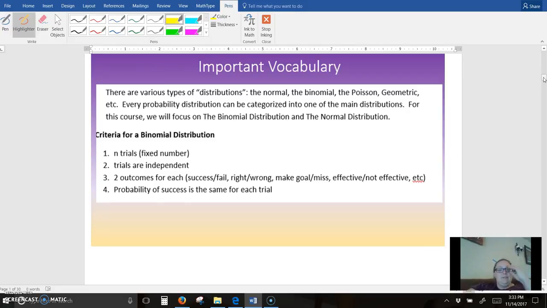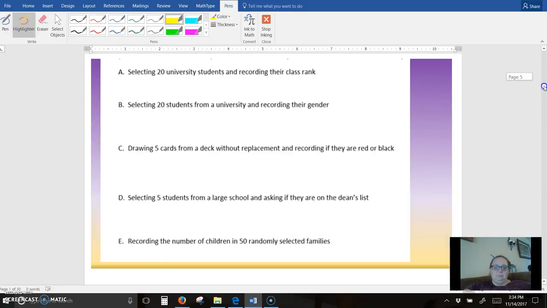And so, like I said, there's various kinds of distributions. We focus on the normal one, and then this one's the binomial one, but there's Poisson, geometric, and so on and so forth. The trials are independent, meaning they don't depend on each other. So if I get heads when I flip the coin, and I flip it again, it doesn't matter what I got on the first try.